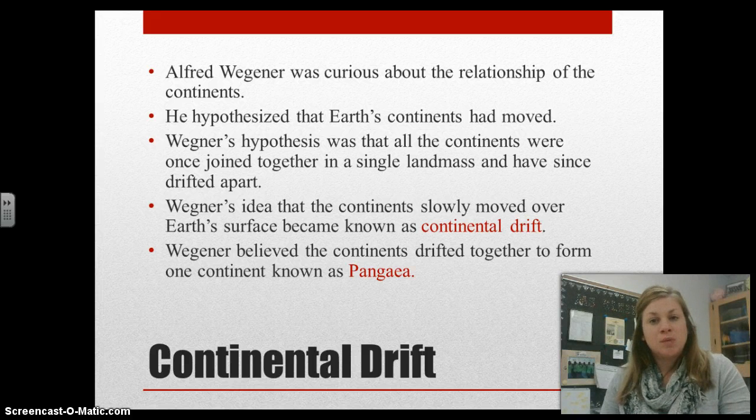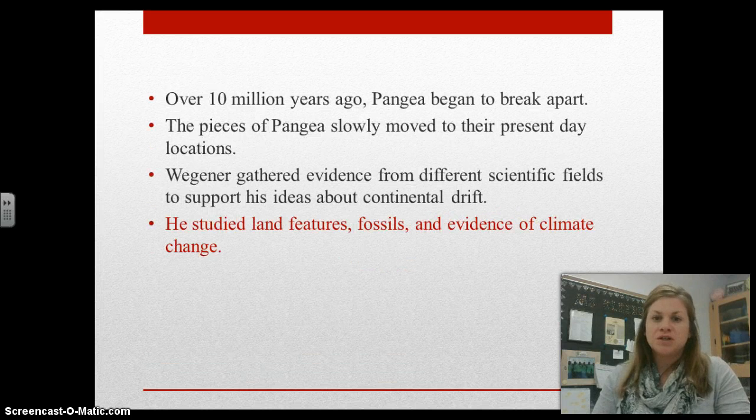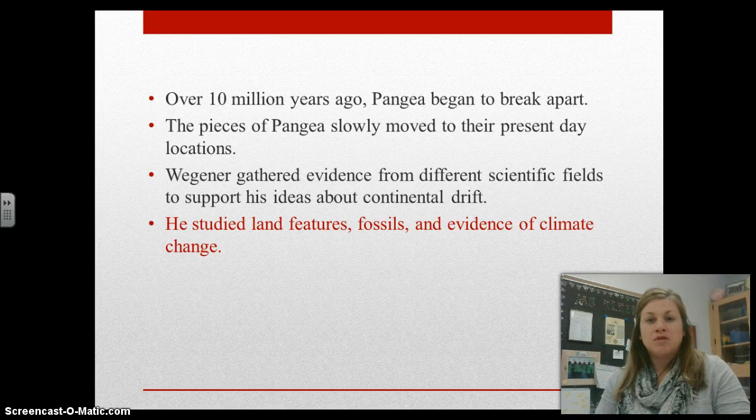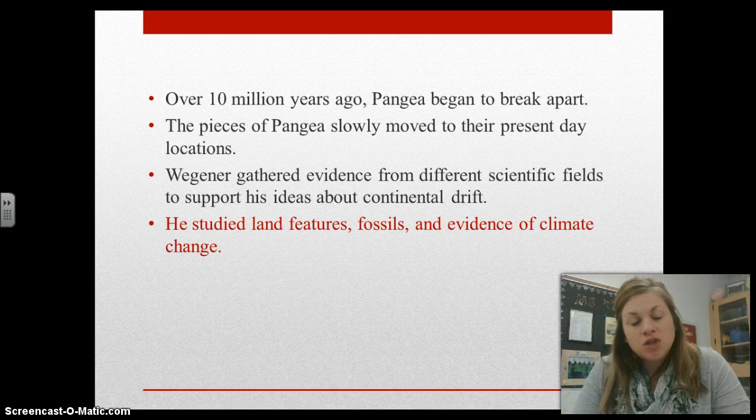All the continents, that supercontinent, is known as Pangaea. Over 10 million years ago, Pangaea, he believed, broke apart. The pieces slowly moved to present-day locations. Now, Wegener gathered evidence from the scientific fields to support his idea on continental drift. He used evidence from fossils, evidence from climate changes, and evidence from land features.